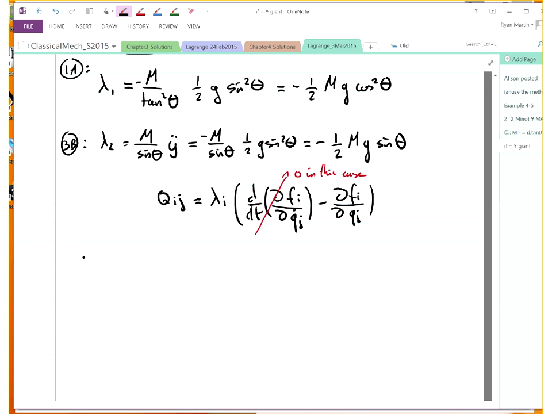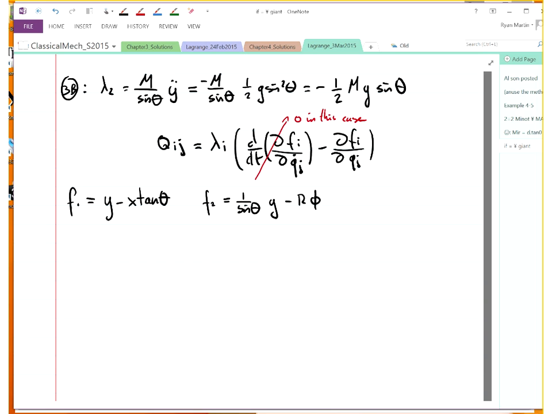So I've written lambda 1 and lambda 2 there. Let me rewrite F1 and F2 so we have them on this page. What was F1 equal to? F1 was y minus x tan theta, and F2 was 1 over sine theta y minus r phi. Let's go ahead and evaluate all of these Q's.